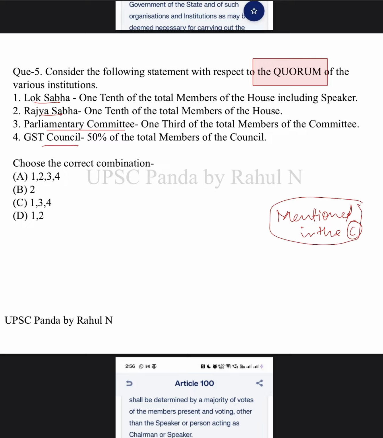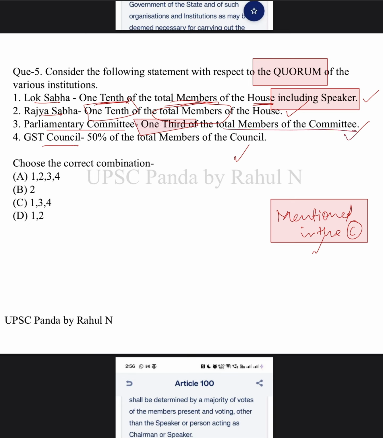So let us see. First I will attempt to explain this question, then this. See, Lok Sabha: 1/10 of the total members of the house including speaker. Correct. Rajya Sabha: 1/10 of the total members of the house. Correct. Parliamentary committee: 1/3 of the total members of the committee. Correct. GST council: 50%. Correct. All the statements are correct.